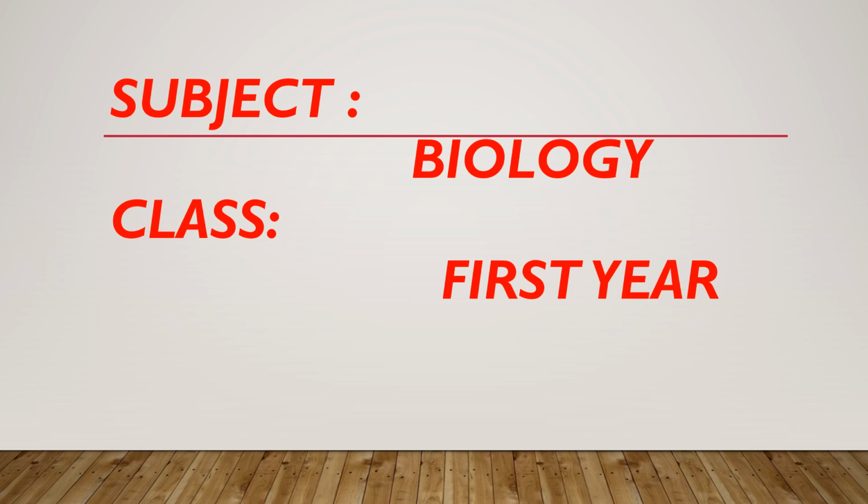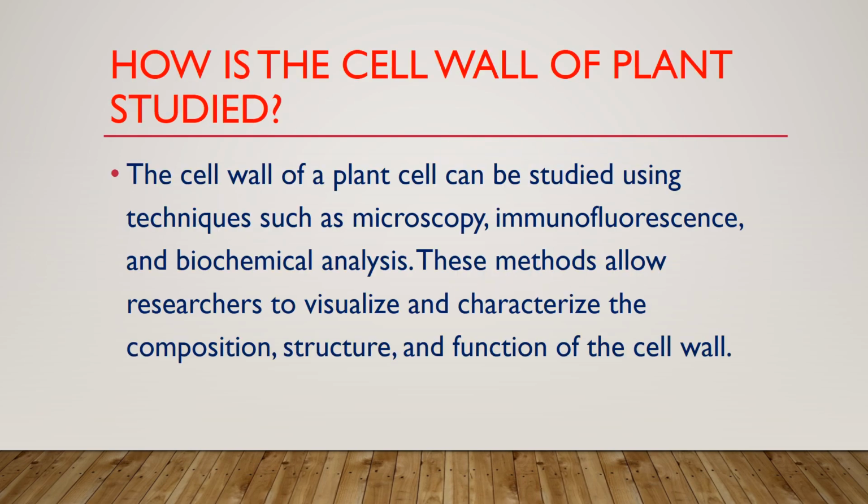Let's explore some questions of biology with answers. How is the cell wall of a plant studied? The cell wall of a plant cell can be studied using techniques such as microscopy, immunofluorescence, and biochemical analysis. These methods allow researchers to visualize and characterize the composition, structure, and function of the cell wall.